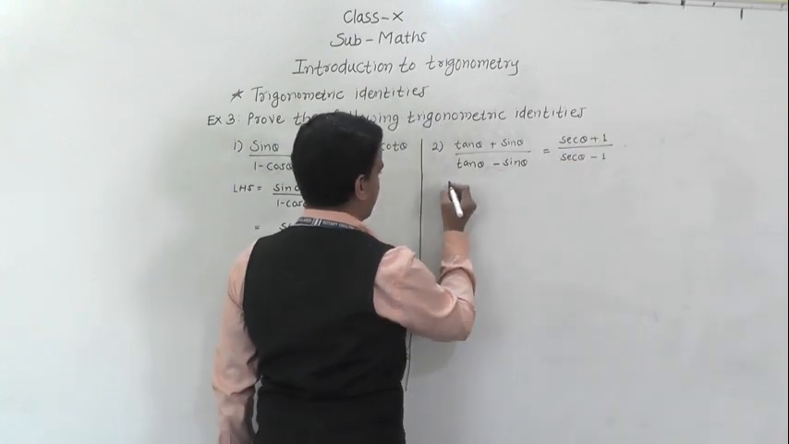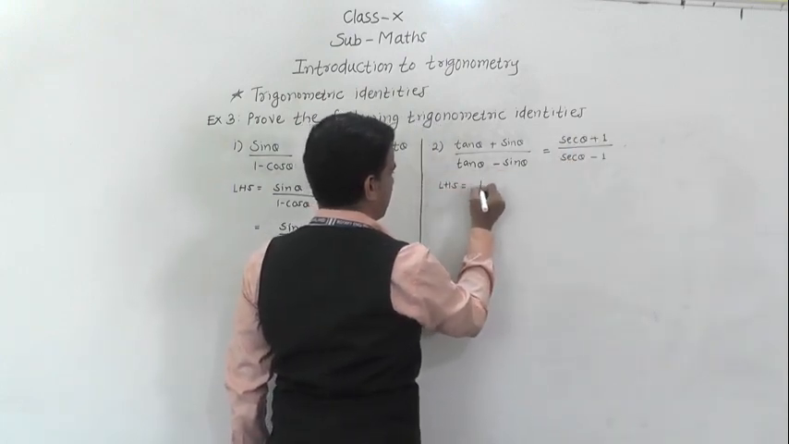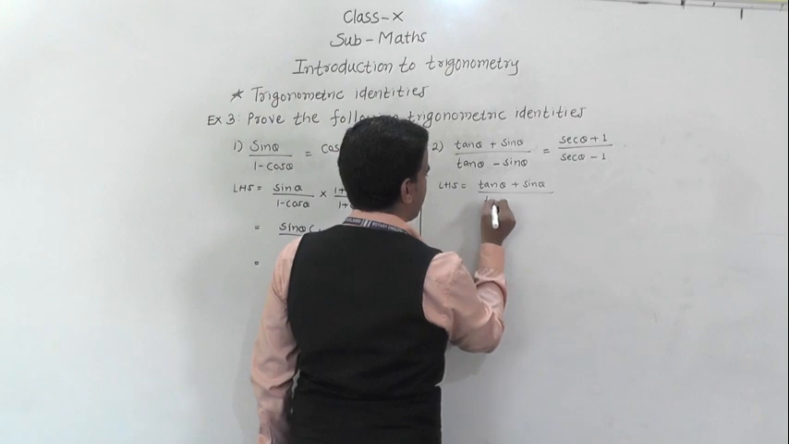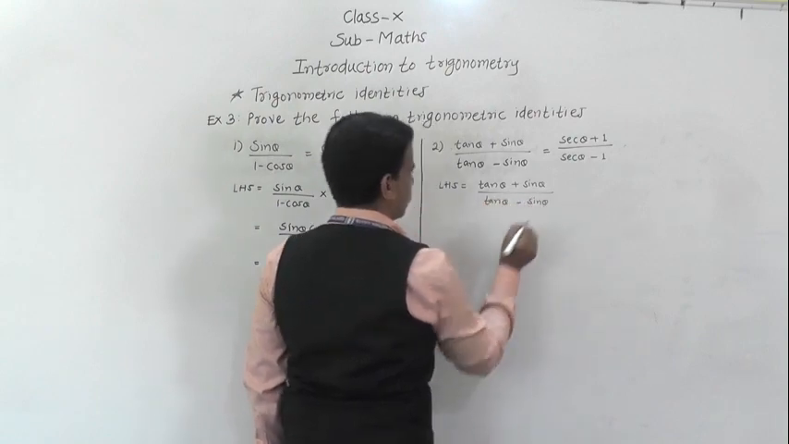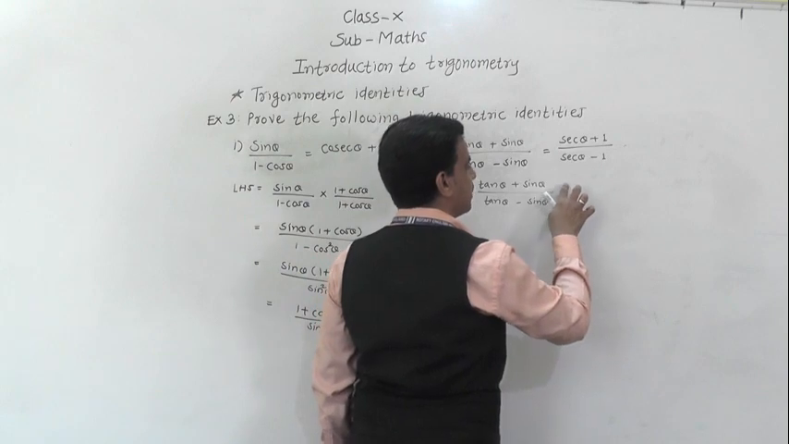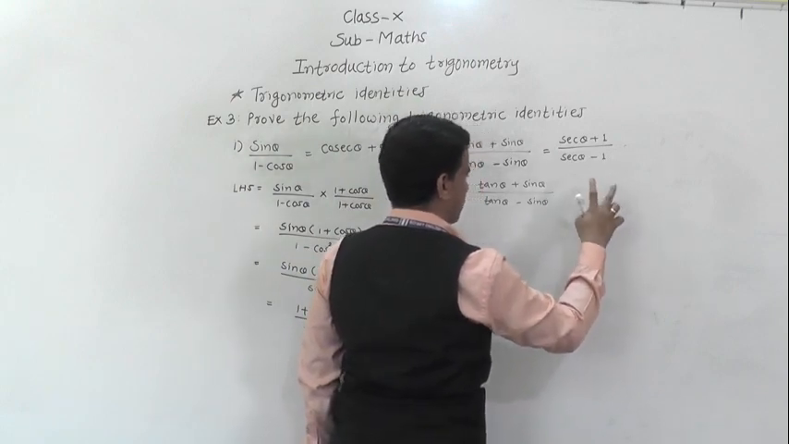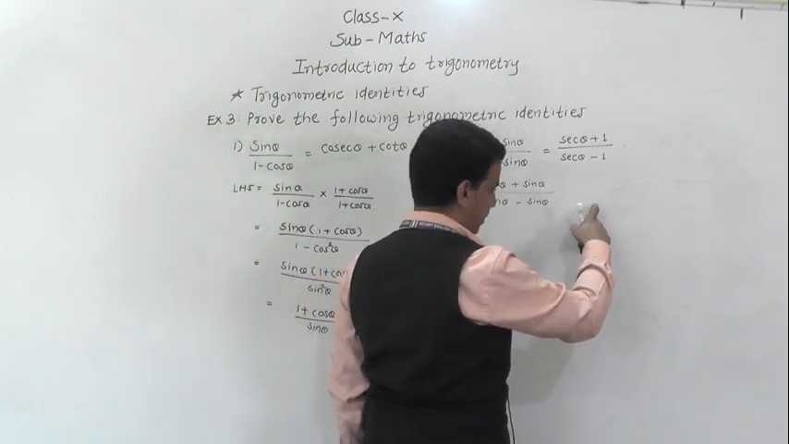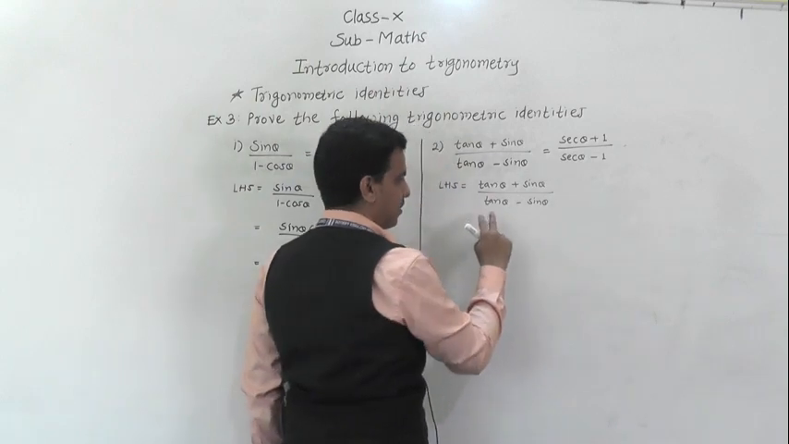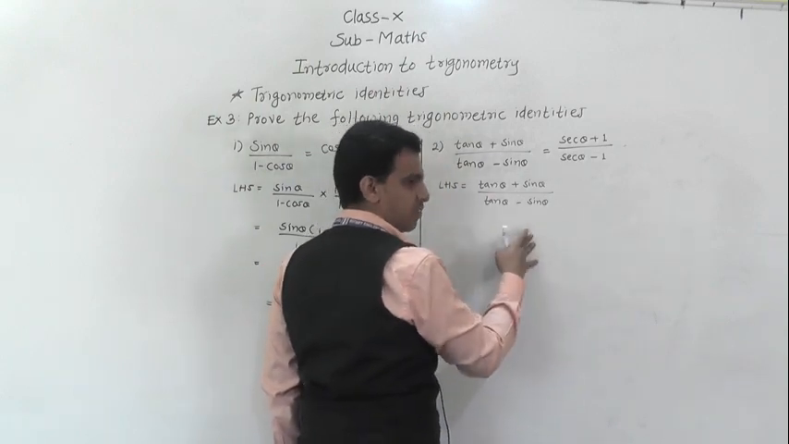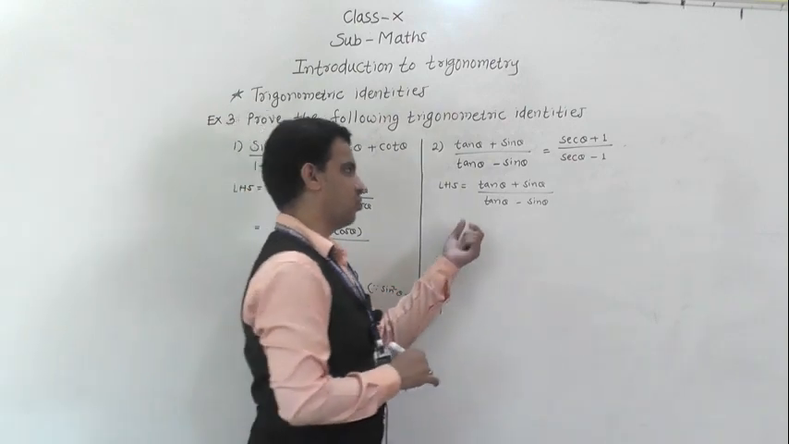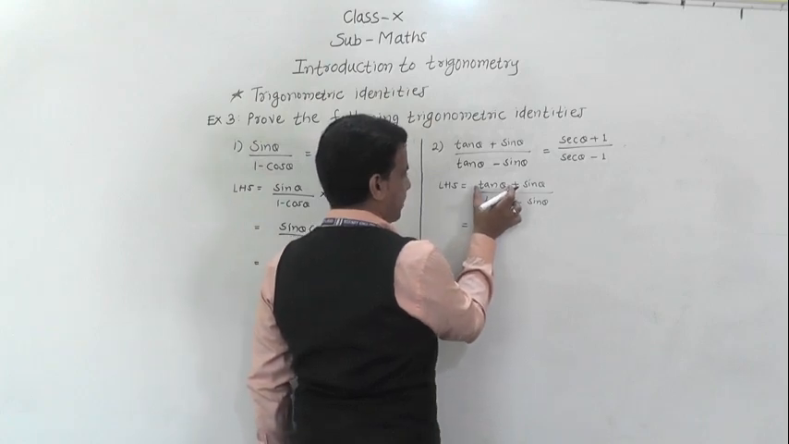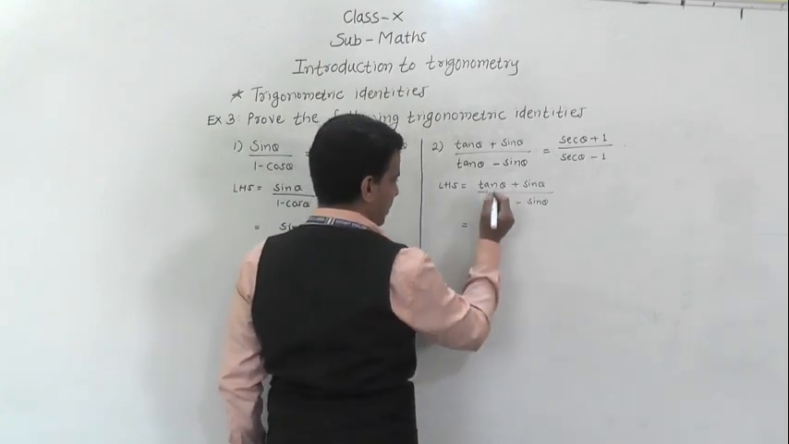Okay. Now here LHS, tan theta plus sin theta upon tan theta minus sin theta. Okay. Now here no need to multiply by tan theta plus sin theta, because if we observe that in denominator, tan theta minus sin theta into tan theta plus sin theta, we get that tan square minus sine square. So tan square minus sine square, we don't have any identity, so no need to multiply here. So this tan theta we have to write in terms of sine and cos. So tan theta, how we write?